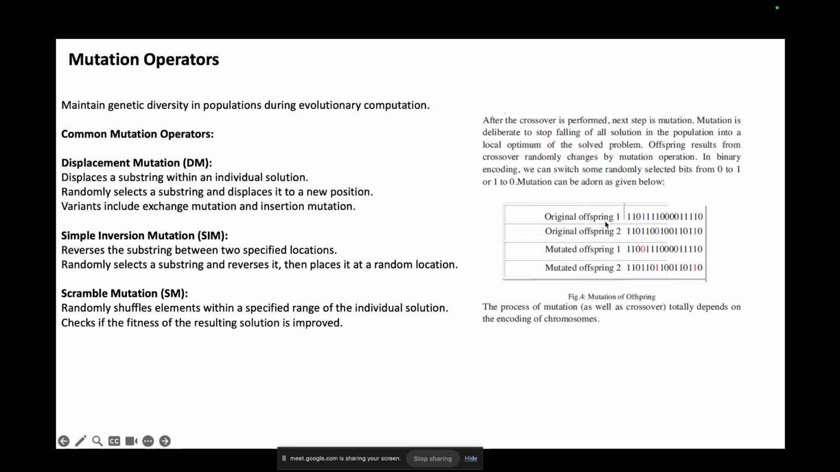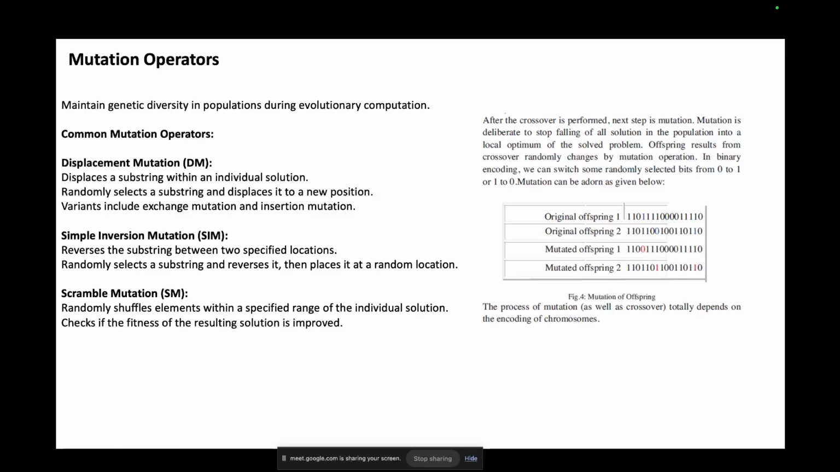So this is your original offspring 1, original offspring 2. In the mutated original offspring, you randomly take this position and you replace the 1 with the 0. And in this second case, you randomly take this position and you change it to 0, change it to 1, and you randomly take this position here, and this is not changed at all.